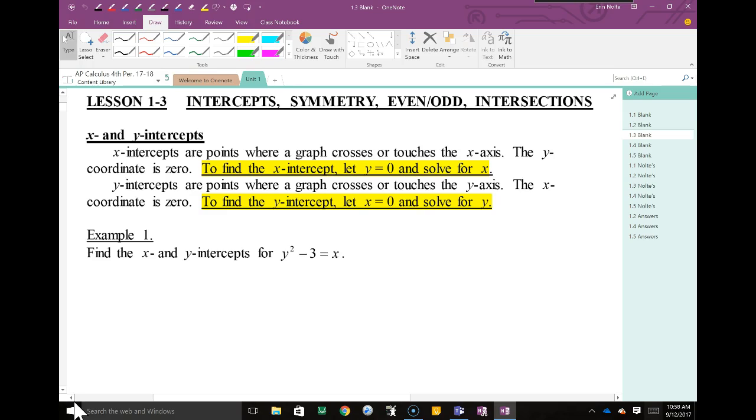Yeah. So 1-3 is intercepts, symmetry, odd and even functions, and intersections. This is starting to talk about what functions look like. We're starting to notice symmetry and things that become really important when graphing them. I assume that you know what an x and y intercept is. What's that? And maybe more specifically, how do you find the x-intercept?